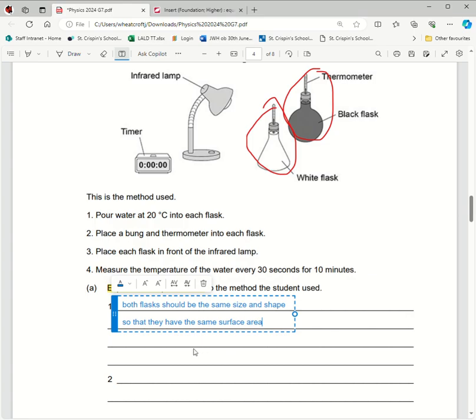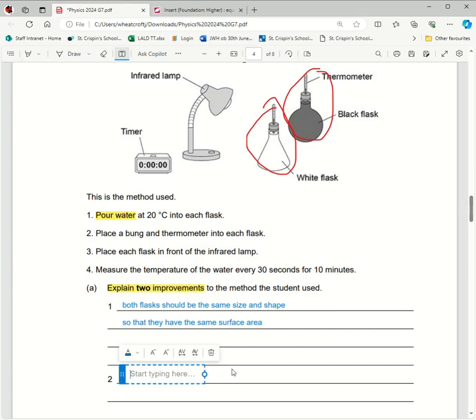The other one to me that stands out most is that they have talked about here in the method pouring water. Now they've told you the starting temperature of the water, which is great, but what they haven't done in any way is tell you the volume of water. And I'm going to really point that word out, volume. Don't say amount. So same volume of water in each flask.